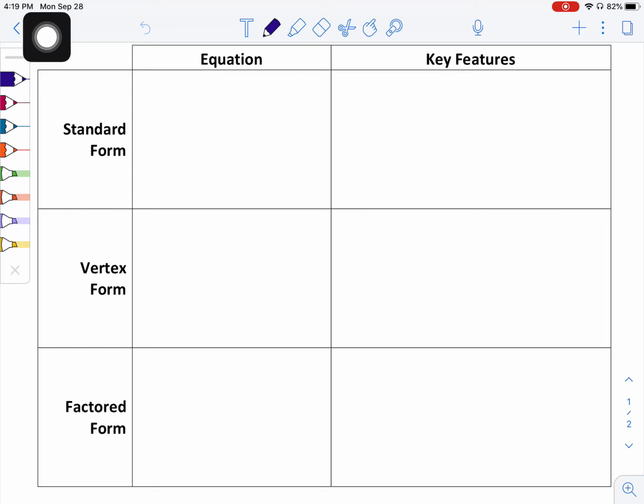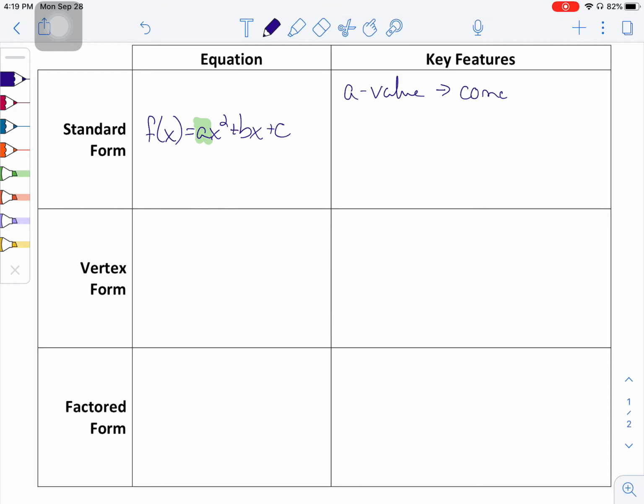I am going to give you the general form of the equation for each one, and I'm going to list out the key features. So for standard form, we've got f of x is equal to ax squared plus bx plus c. And we're talking about two key features that we should be able to just look at the equation and know. Based off of your a value, you should be able to tell me concavity. So the a value leads us to know our concavity for the graph.